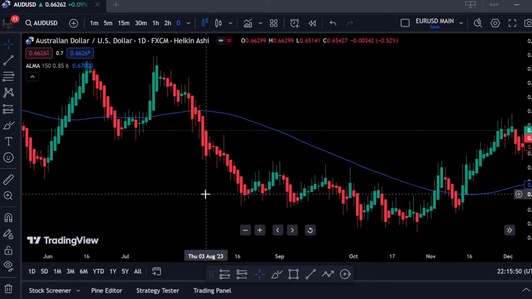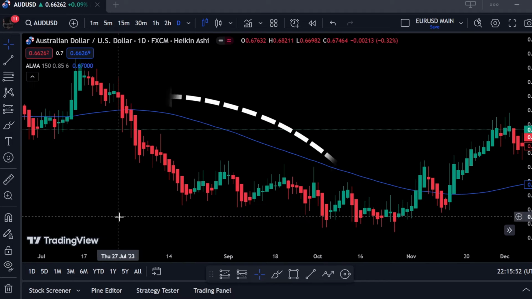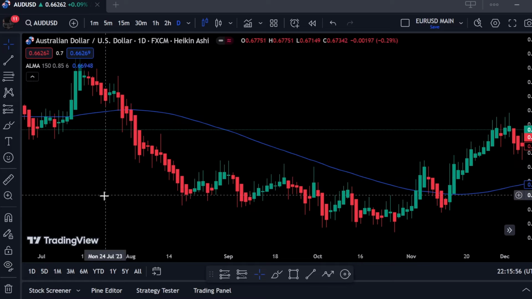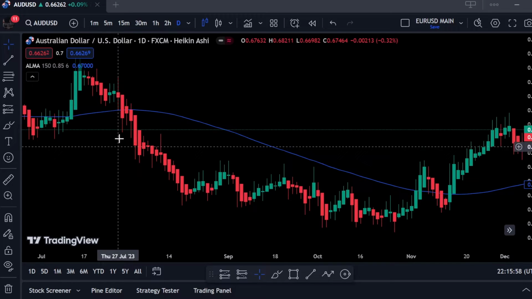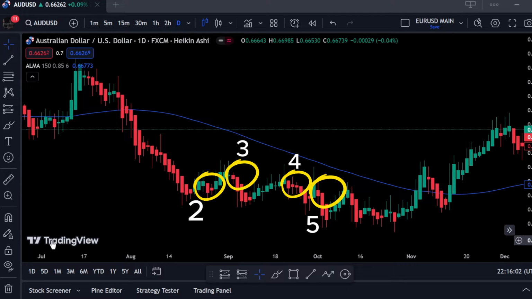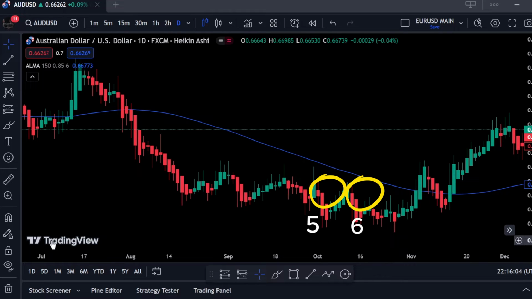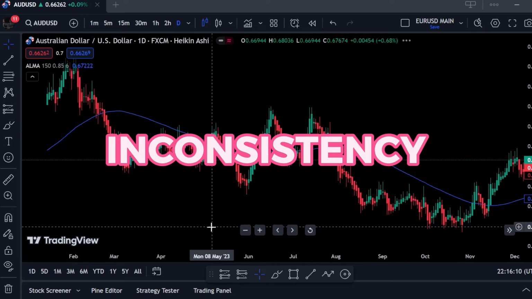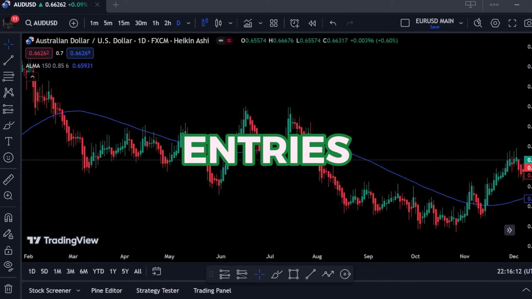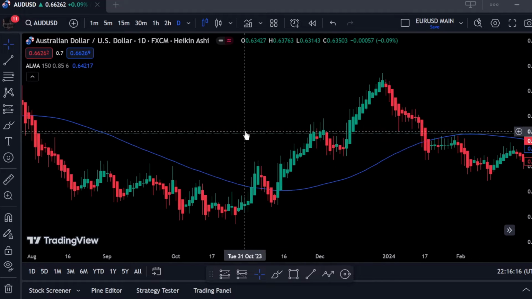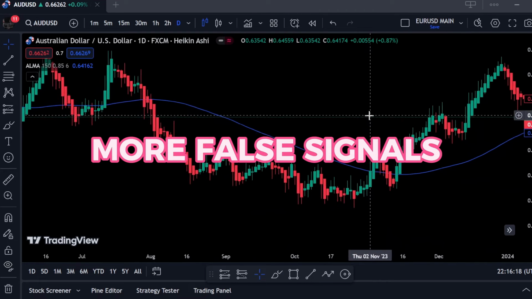In this given example, the market was in a downtrend, as you can see from the moving average line, and we can count how many sell signals were given in this market. I can see 1, 2, 3, 4, 5, and 6 signals given to sell the markets, and also countless buy signals. Now, this is an inconsistency if you're looking at the Heikin Ashi indicators to get entries. This particular chart is on the higher time frames, so on the lower time frames, the Heikin Ashi indicator will give even more false signals.